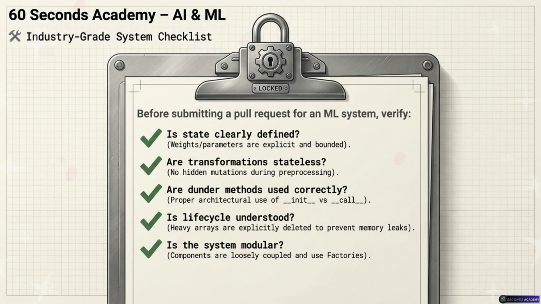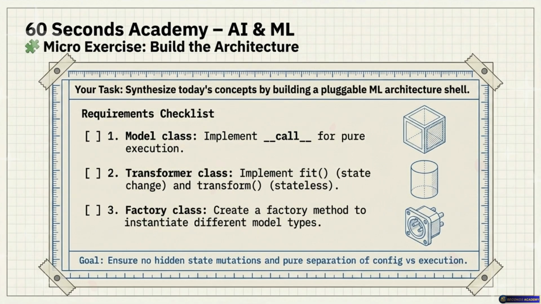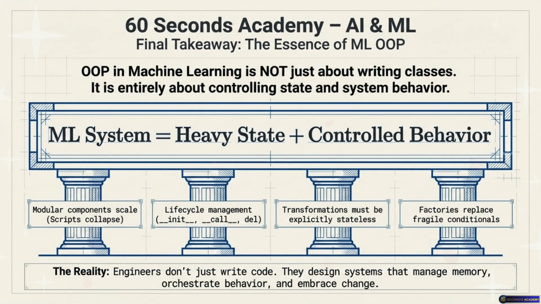To really internalize this, your micro exercise for today is to actually put this into practice. Open up your IDE, build a simple model class and a transformer class. Implement the __call__ method for the model and separate fit and transform methods for the transformer. And finally, build a model factory to serve them up based on a string input. Honestly, doing that exercise alone will completely change how you view your code. It forces you to move from just writing functional scripts to actually architecting systems. It really elevates your mindset.